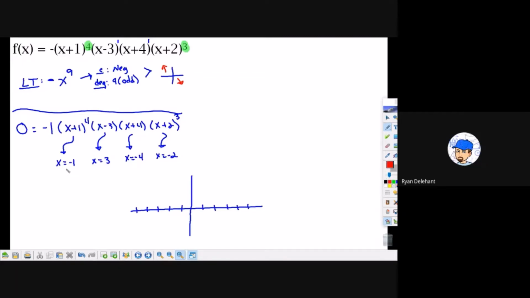We know our graph has x-intercepts. We've got one at 3, -2, -4, and -1.